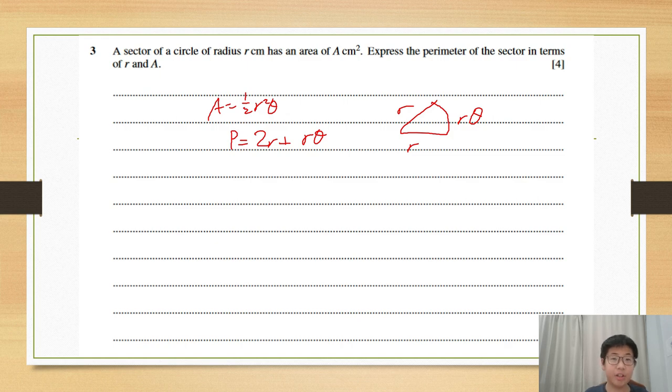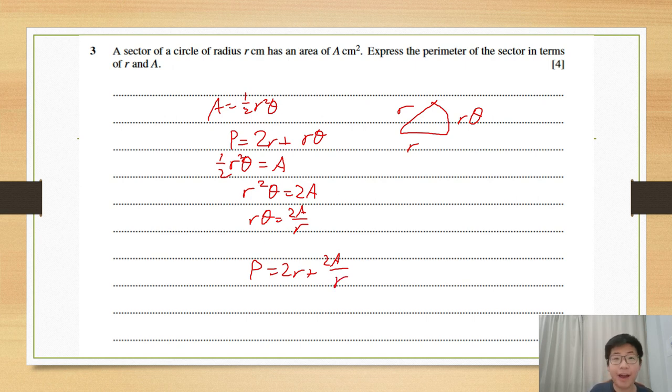And if we calculate, we need to find r theta. So half r squared theta is stuck with half r squared theta is a. First we remove the half by multiplying both sides by 2 and dividing both sides by r. Now much better. Again, p equals 2r plus 2a over r. Do you understand right now?